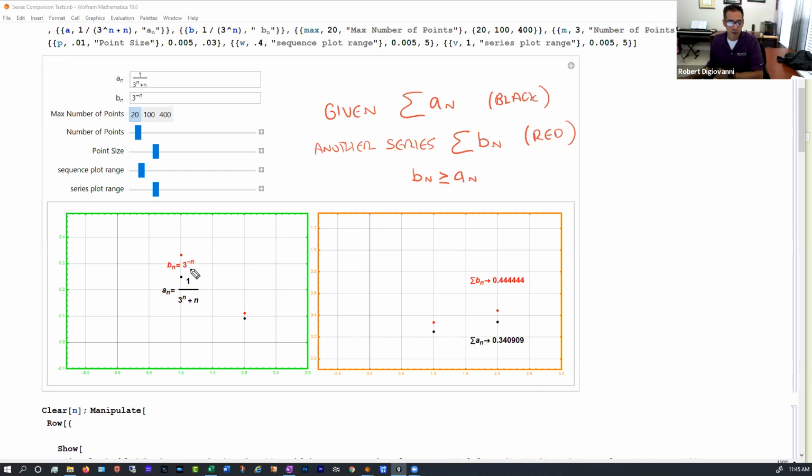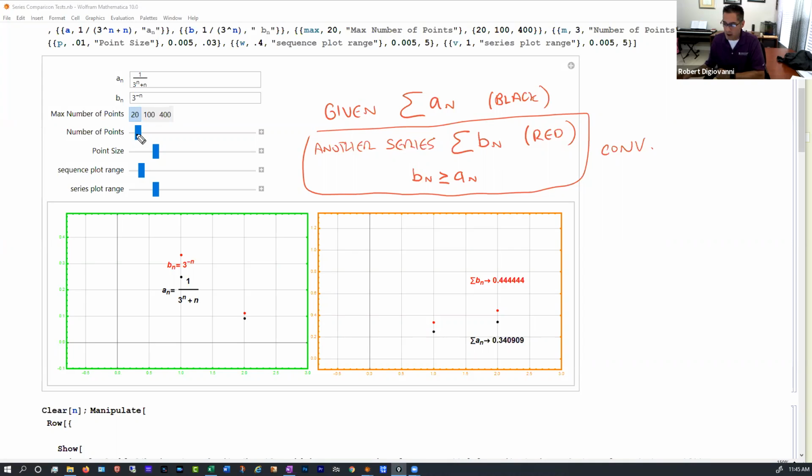Yes? Now, what if I also tell you that this other series right here converges? What can you tell me about this series then? So think about what's happening here. The red dots are always bigger than the black dots, right? And I'm also telling you that this series converges, which means when I add up those red dots, it goes to a number, right?